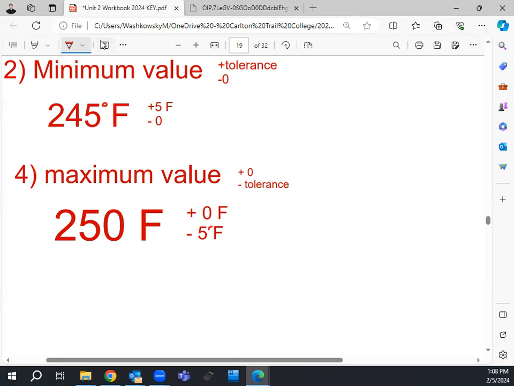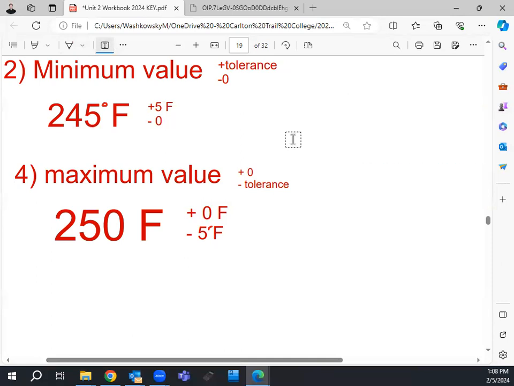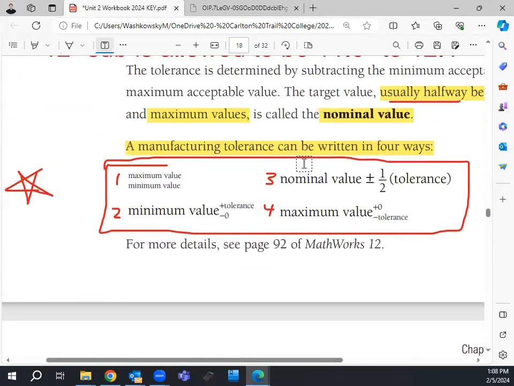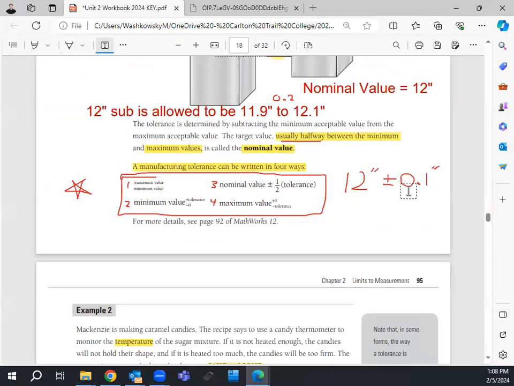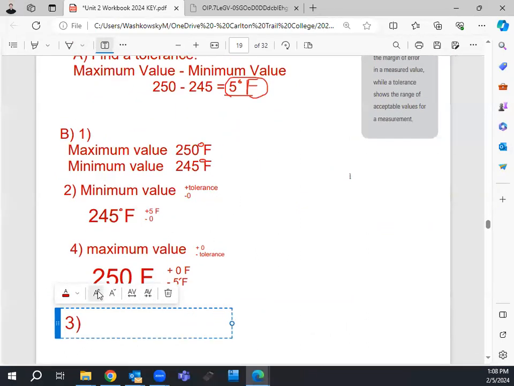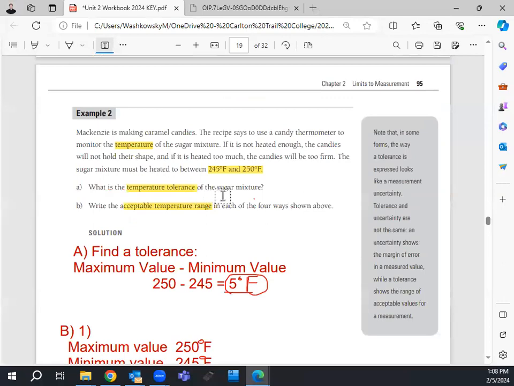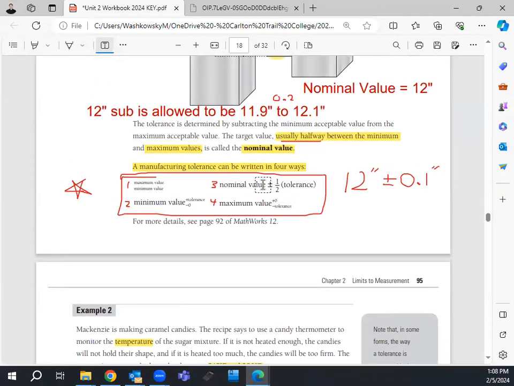So the last little part here that we're going to deal with is, I'm just going to scroll up, number 3 here. The nominal value plus or minus the tolerance. We did the subway example, but let's do it in this example. So question 3. Before, I've just gone with what's the minimum value, what's the maximum value, what's the tolerance. I need the nominal value now, though. How do I find the nominal value?